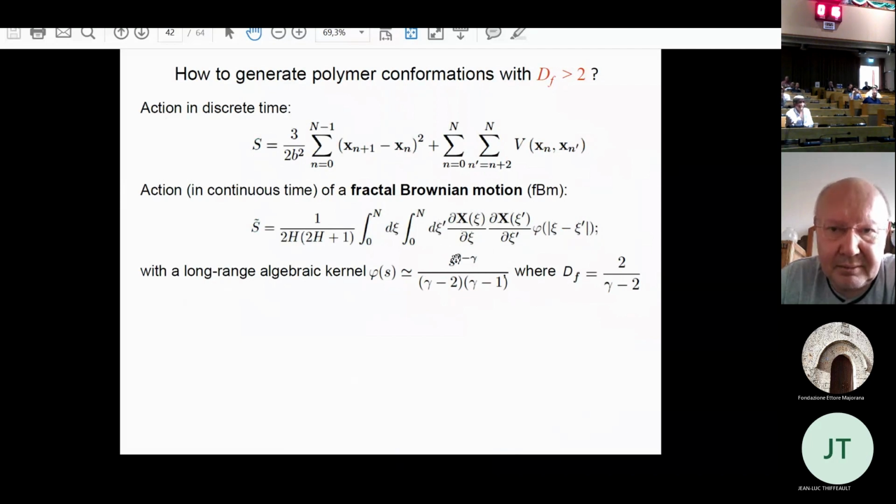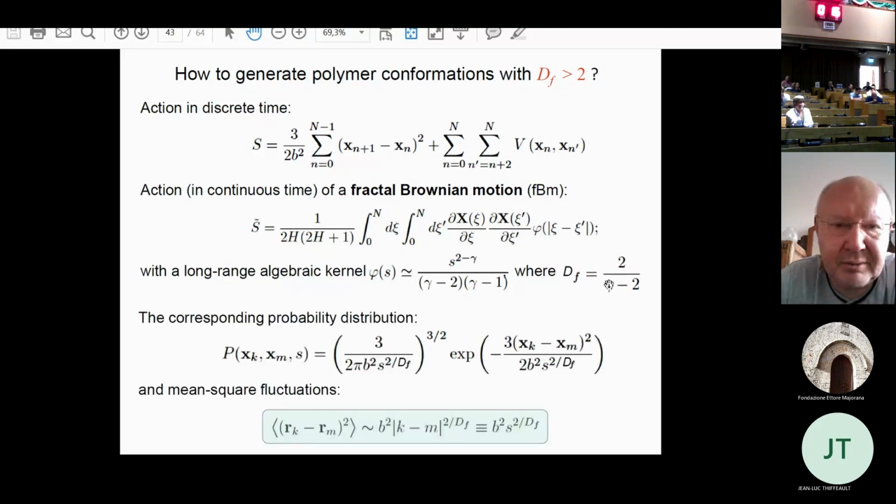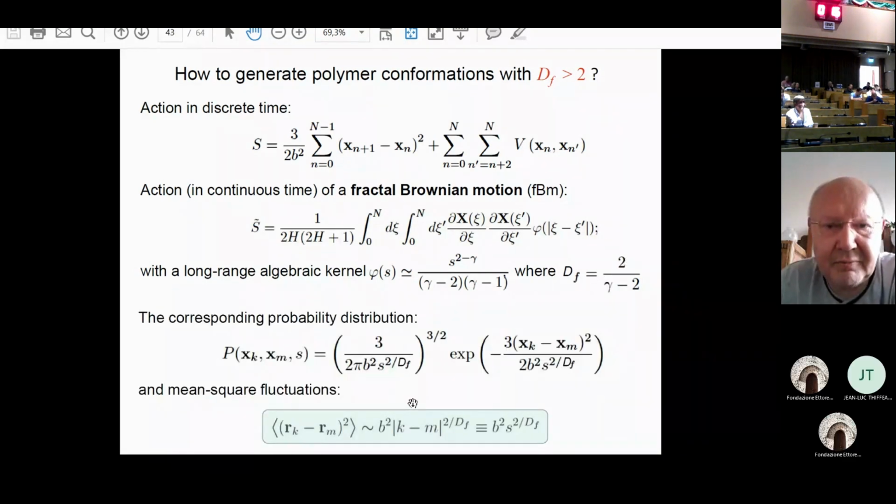So if you select the kernel in power law form, and you apply again the same relation, then you immediately end up with the former expression. You can compute again, for this continuous fractal Brownian motion, the probability distribution and end-to-end distance.